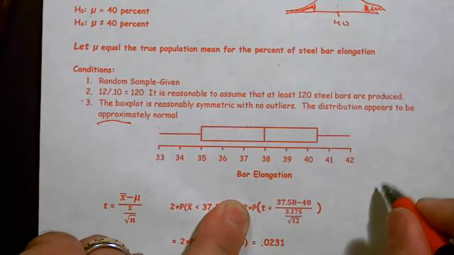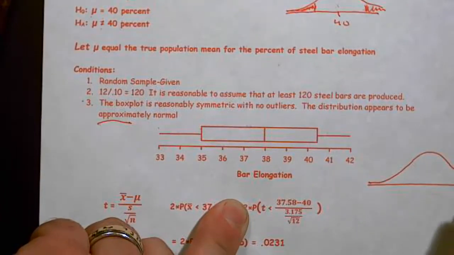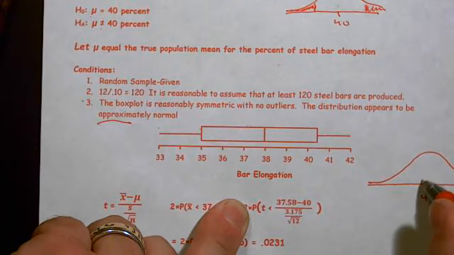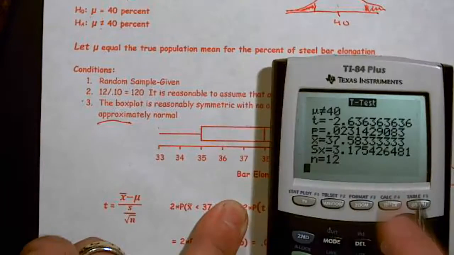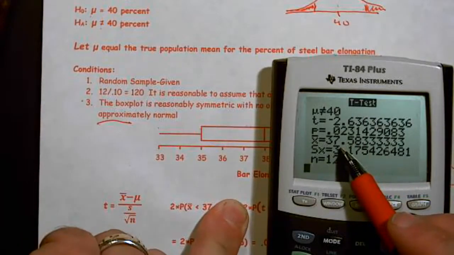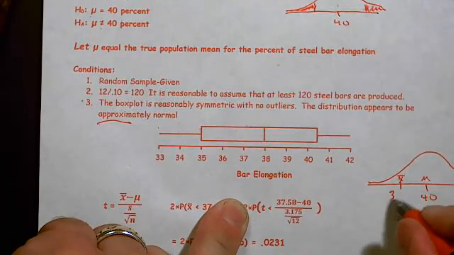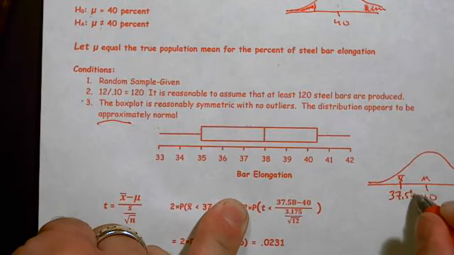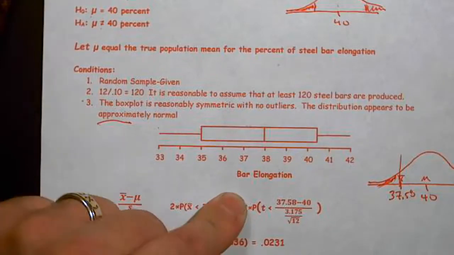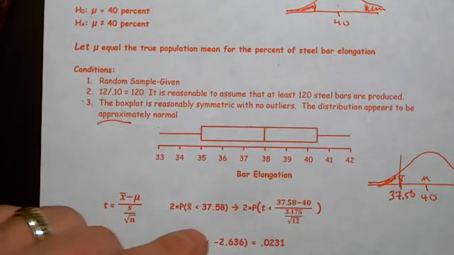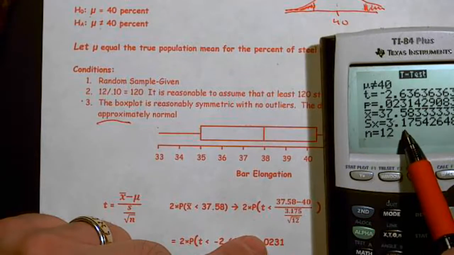Well, initially, our initial claim was that it was 40. Our sample, our x bar, said, no, it's not 40, it's 37.58. All right. So we're actually interested in that area, 37.58. That's the area we're interested in. And we also have our sample standard deviation of 3.17.